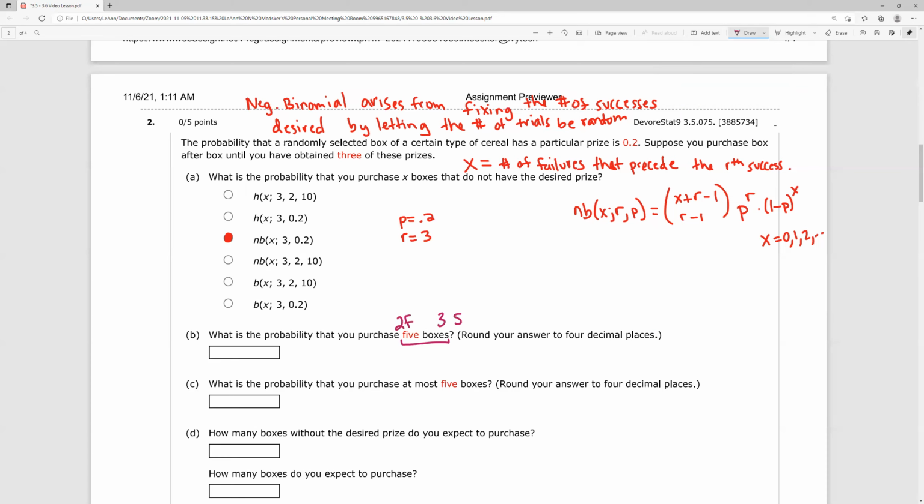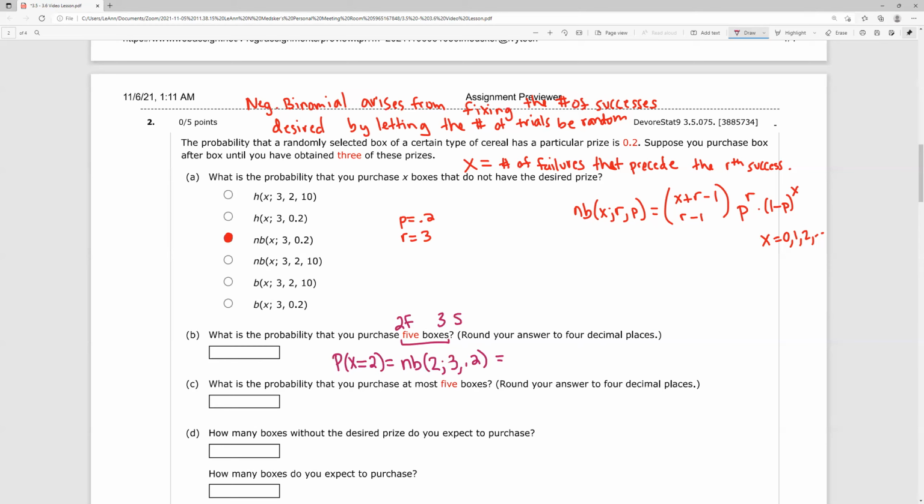Okay. So this is going to be the formula NB where I have 2 failures before I get to that third and final success, and my probability of success is 0.2. So we're going to plug this into the formula. And by the way, if you wanted to write what is the probability here, it's probability that x equals 2, not x equals 5, because we're asking for failures when we reference it, the number of failures that precede the rth success.